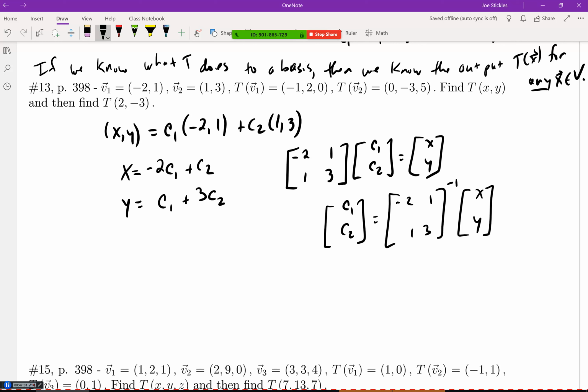To get the C1 and C2 by themselves, I would need to be able to do the inverse of that matrix. Luckily for 2 by 2 matrices, the inverse is not that hard to do. We basically use the adjoint formula for it. The determinant here is -7, so I put a -1/7 out in front. You flip the main diagonal and you negate the off diagonal. So flipping the main diagonal puts a 3 in the upper left-hand corner and a -2 down in the lower right-hand corner. And then negating the off diagonal just makes them both -1s.